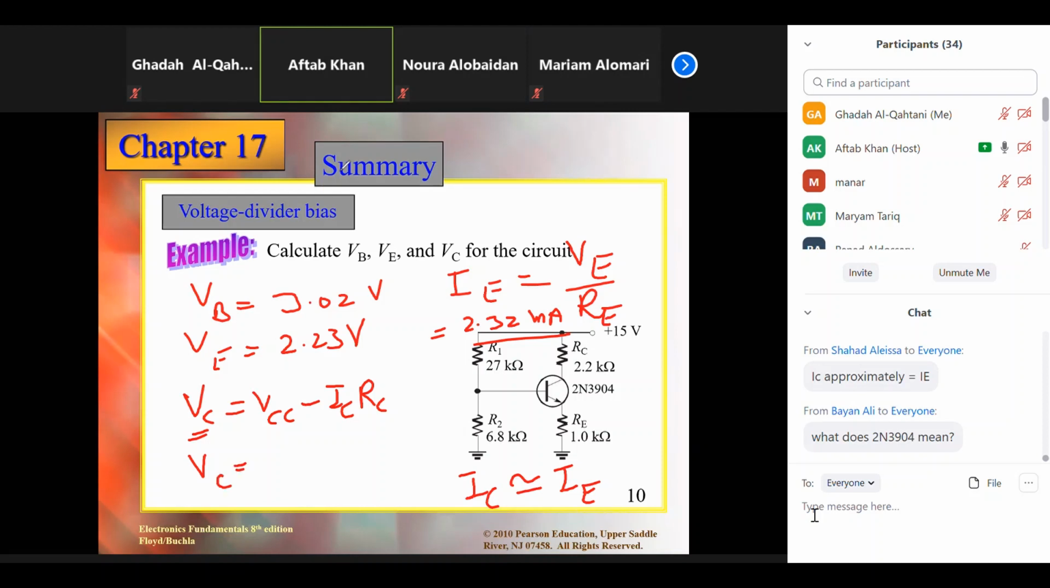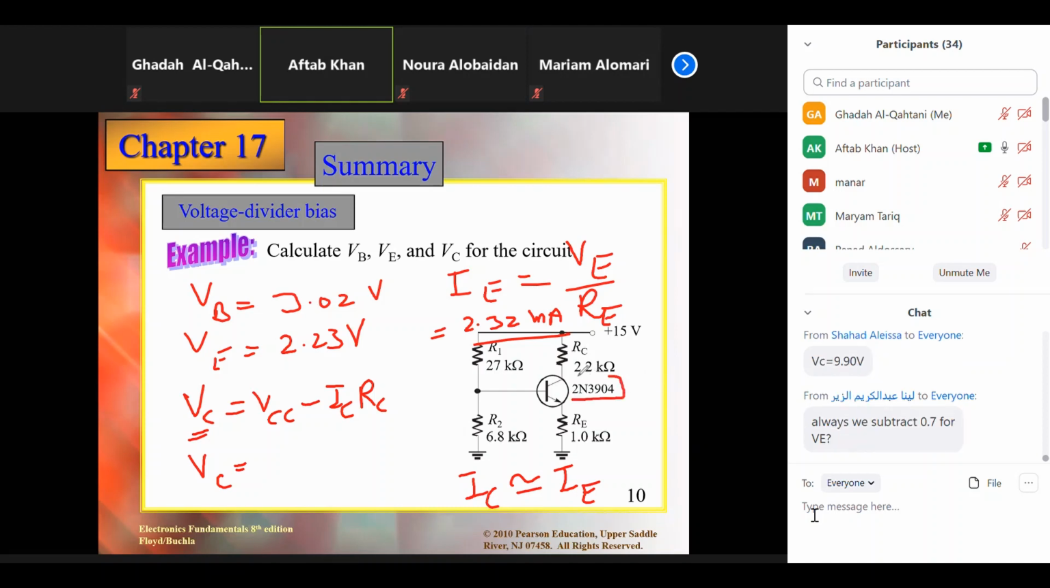This is the number of the transistor actually. This is an NPN type transistor. And for each transistor, you can find the beta also, because based on the data sheet we can find it. What is that number? Okay, just let me copy, then I'll show you what that is.